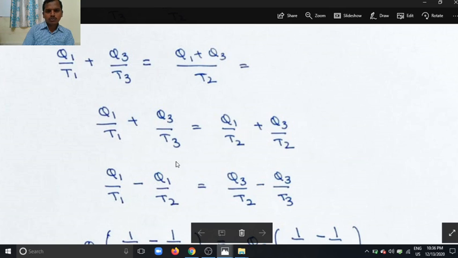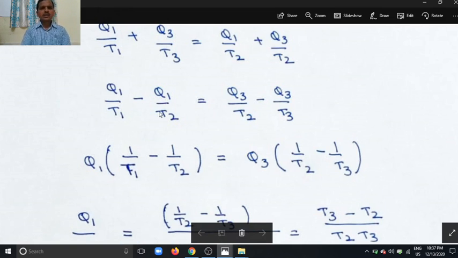To simplify these steps, Q1 by T1 I write the same as it is. Q1 by T2 I take to the left side, so that's why it is minus. Q3 by T2 I write on the right side, and Q3 by T3 is also on the right side with a minus. So Q1 by T1 minus Q1 by T2 is equal to Q3 by T2 minus Q3 by T3. Q1 is common on the left side and Q3 is common on the right side. So Q1 times (1 by T1 minus 1 by T2) is equal to Q3 times (1 by T2 minus 1 by T3).